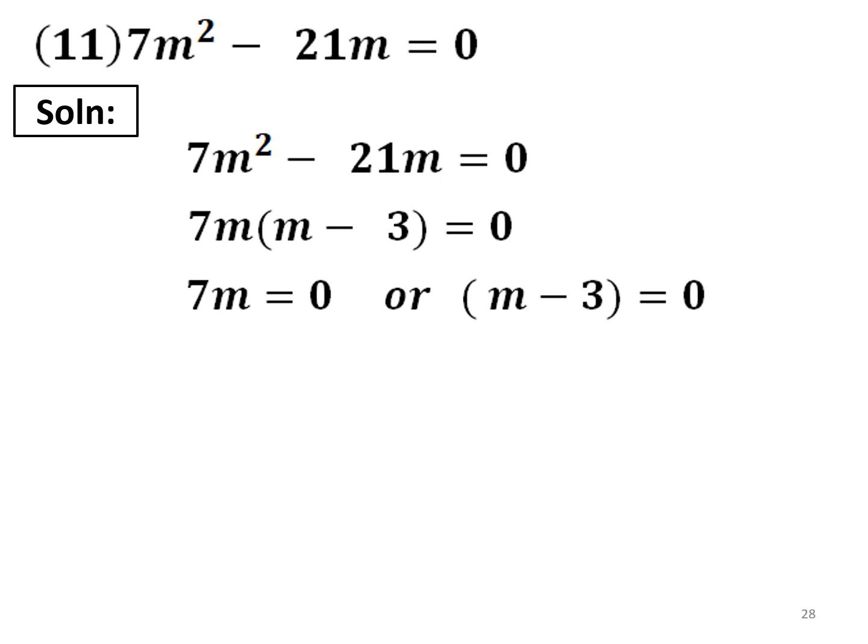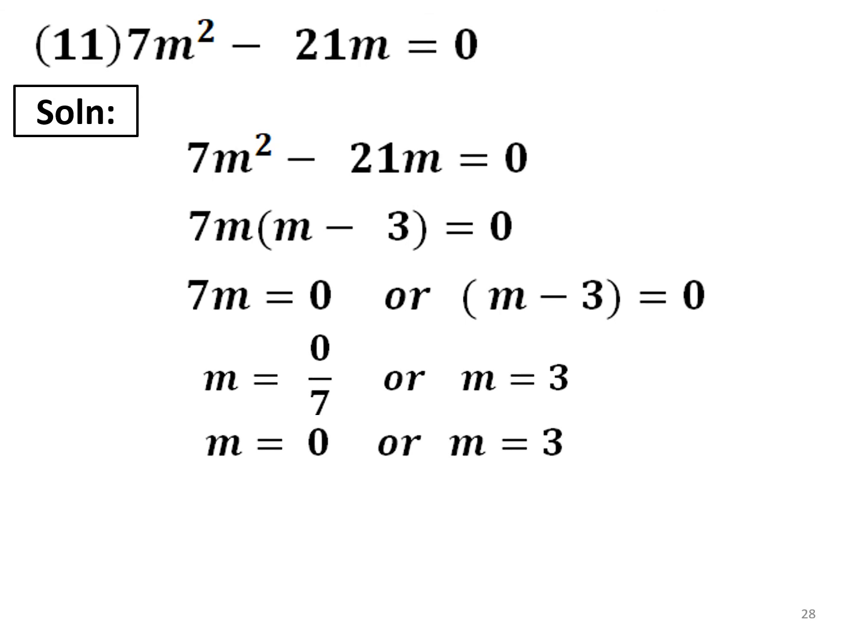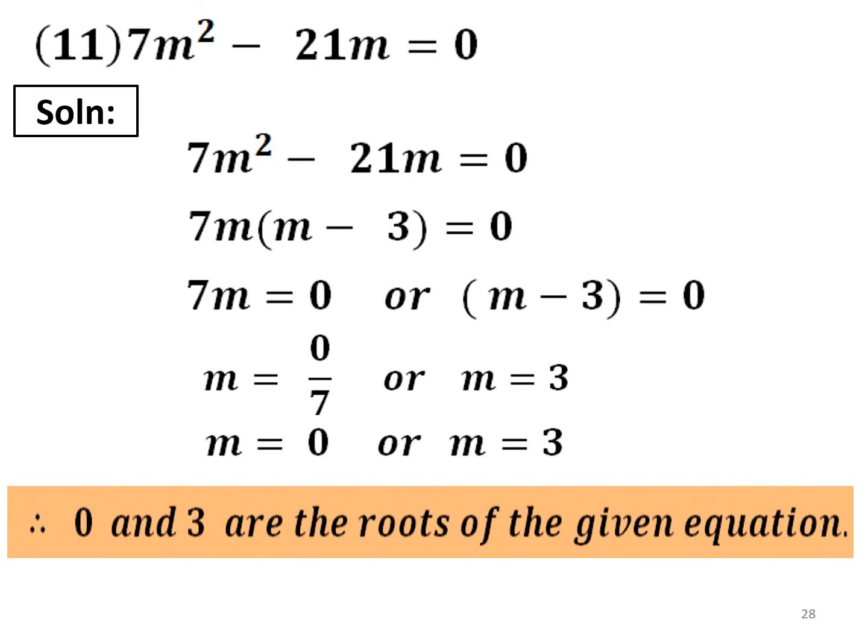7m is equal to 0, or m minus 3 is equal to 0. m is equal to 0 upon 7, or m is equal to 3. 0 upon 7 is nothing but 0. Therefore, m is equal to 0, or m is equal to 3. Therefore, 0 and 3 are the roots of the given equation.